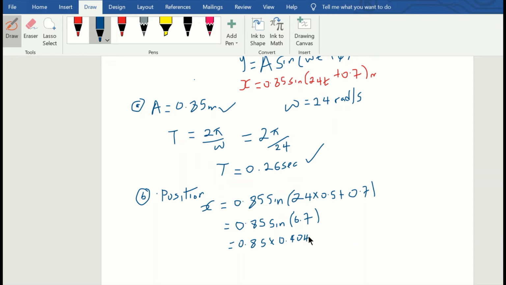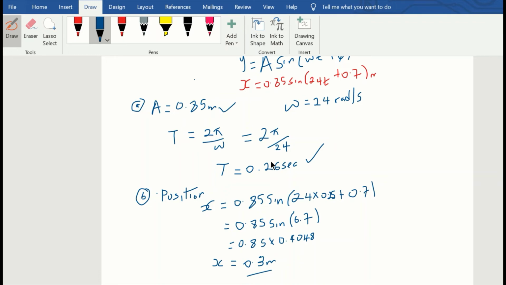The reason why we use radians to find the sine is because this angle here is a phase angle, and phase angles are in radians. So please don't forget that it must be in radians for you to get the correct answer. So 0.85 times 0.4048, therefore my position is 0.3 meters. That is the position of the motion.